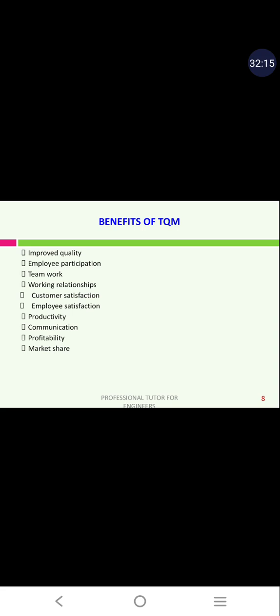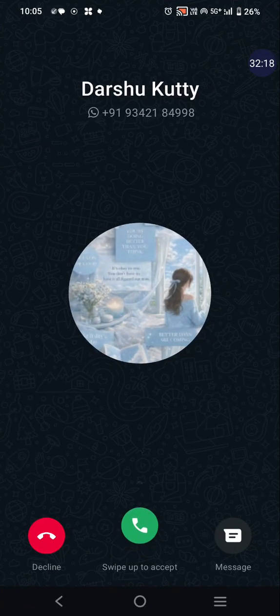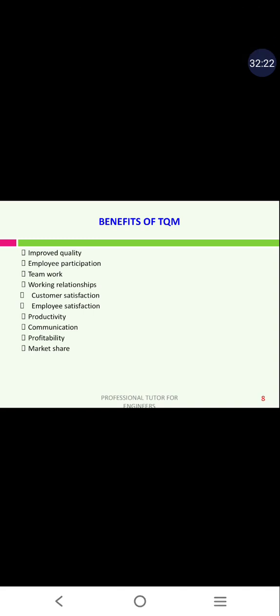There are two elements of TQM. The first one is principles of TQM, and the second one is TQM tools. Okay, so we discussed in detail about those things. And next one, we were discussing barriers in TQM. Barriers in TQM is nothing but the problems that will occur when we are implementing TQM. And third one is benefits of TQM. If you are implementing TQM, what are the benefits that you will get? So these are the things we have covered.